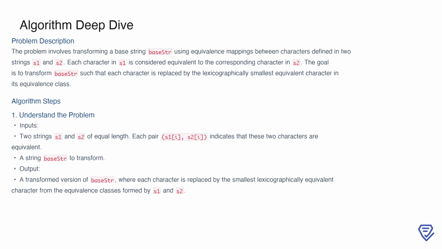The objective is to replace each character in base str with the lexicographically smallest character from its equivalence class. For example, if two characters are considered equivalent, we want to ensure that any transformation uses the smaller character in terms of alphabetical order. The output is a transformed version of base str where this principle is consistently applied.